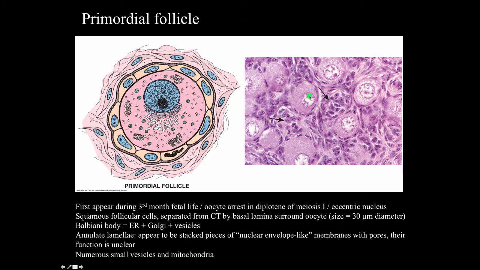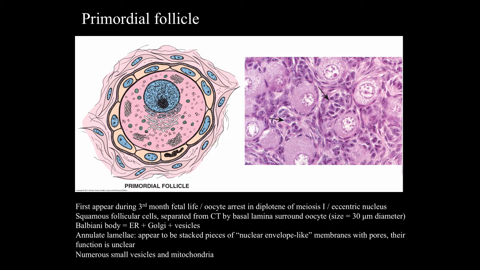The primordial follicles appear during the 3rd month of fetal life. As we said, the oocytes are arrested in diplotene of meiosis I. Very characteristic of primordial follicles is an eccentrically placed nucleus. You can see that in the diagram, but you can see that nicely in this histological view. This one is eccentrically placed. This one is clearly eccentrically placed, as is that one. Notice the squamous follicular cells that surround these young primordial follicles, drawn diagrammatically like this.